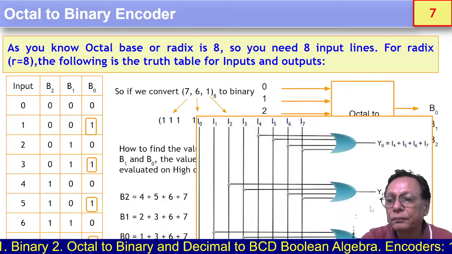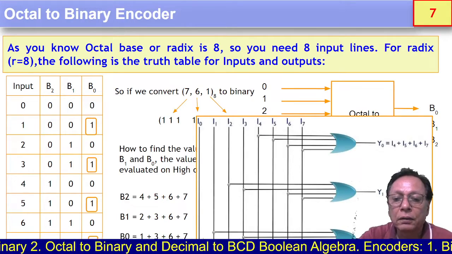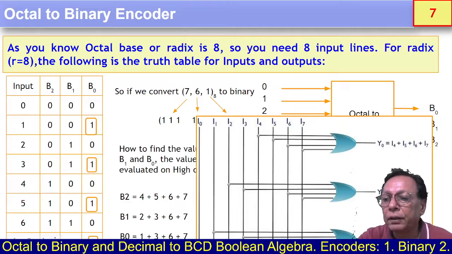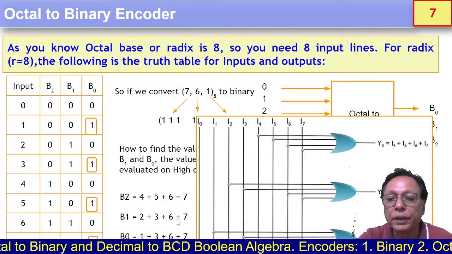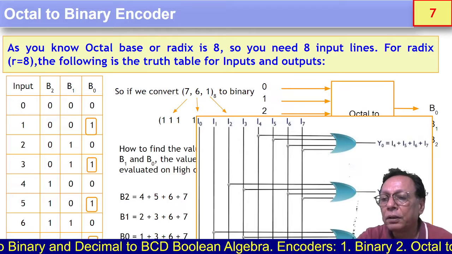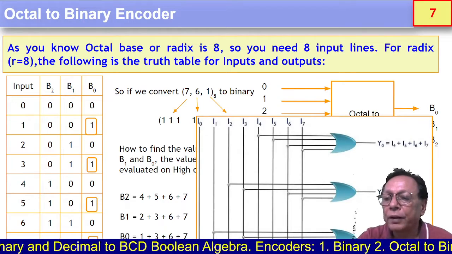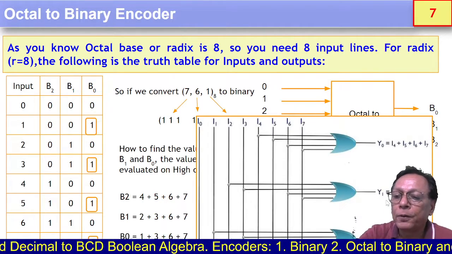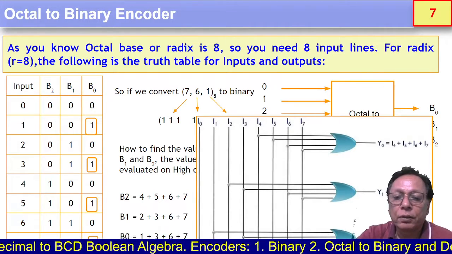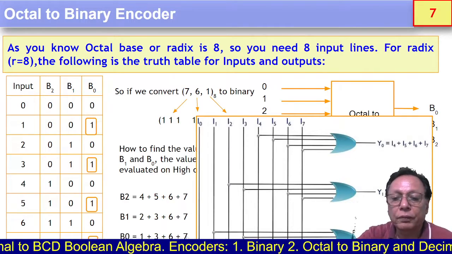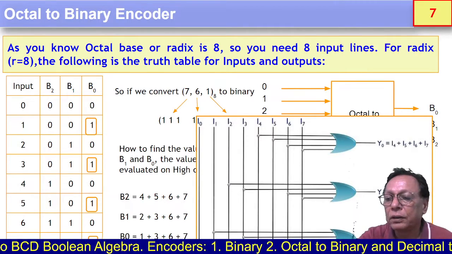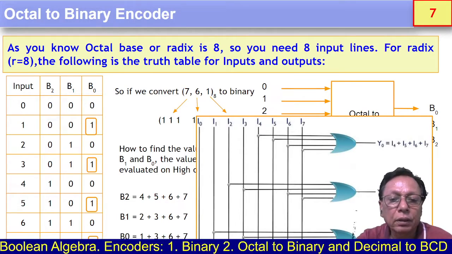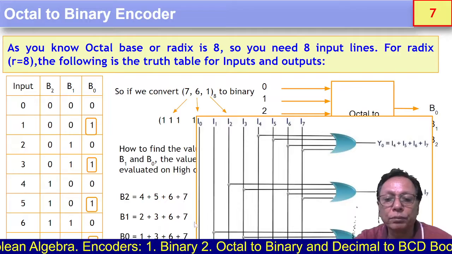Then B1 is this: 2, 3, 6, and 7. So the name doesn't matter. You can use anyone, because I have copied it from the book, right? So for B0, 1, 3, 6, 7 are the combinations. Sorry, it should be 1, 3, not 6, 7.